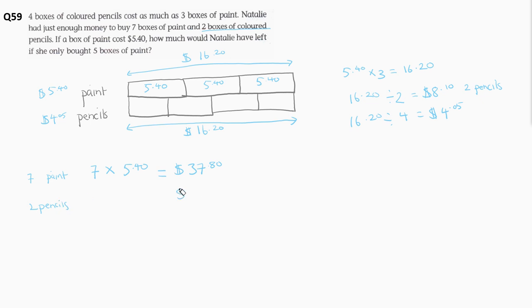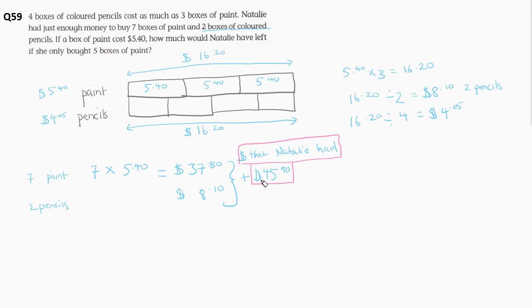That is 8.10. And if I add them, okay, I am going to get 45.90. Okay, what does this mean? This is how much money, okay, this is the money that Natalie had. Okay, it's just a funny way of wording it, but this is the money that Natalie had.